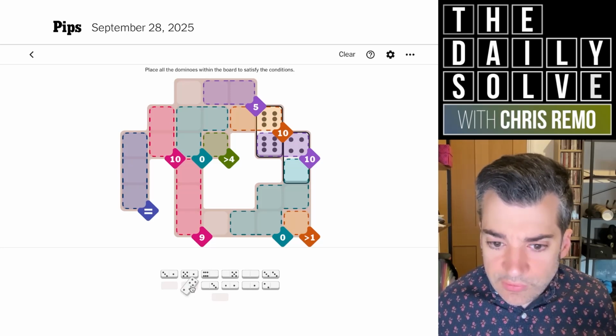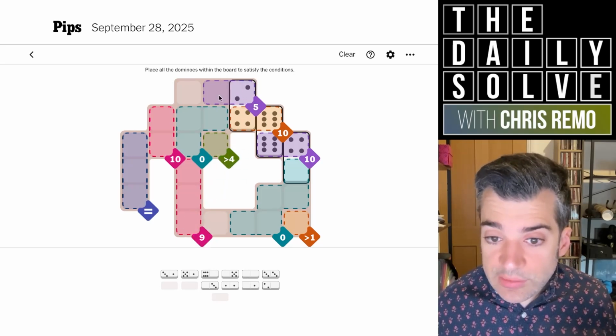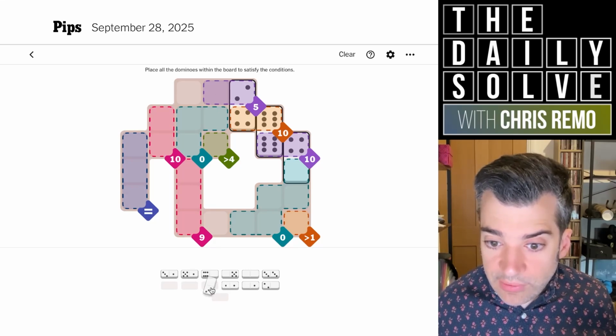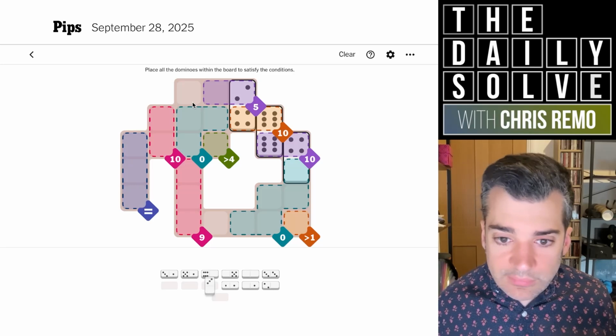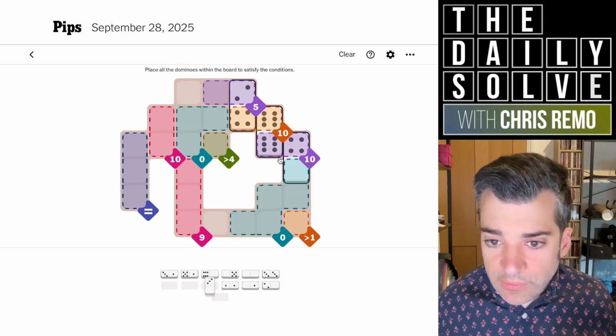So that is a 2, and the 2 can't go across into the 0 region, so it must go up into the 5 region. Now a 3 must go here. That could point down into the 0, which we do have, or it could go to the side, and that means nothing to us yet. So I'll have to come back to that.